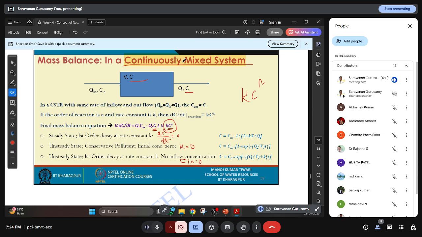Okay. For the same continuously mixed system, I am taking steady state. What is steady state? The left side will become 0. So if the left side becomes 0, what will happen? All of this can go to this side, and if you convert this formula, C equals C in into 1 by 1 plus kV by Q. You can remember this formula, it's very easy. C equals C in into 1 by 1 plus kV by Q. How does it come? If you take steady state, this will become 0. If you take this to the left hand, you will get it. If it is unsteady, this will not become 0. But if it is a conservative pollutant, the reaction term will become 0.